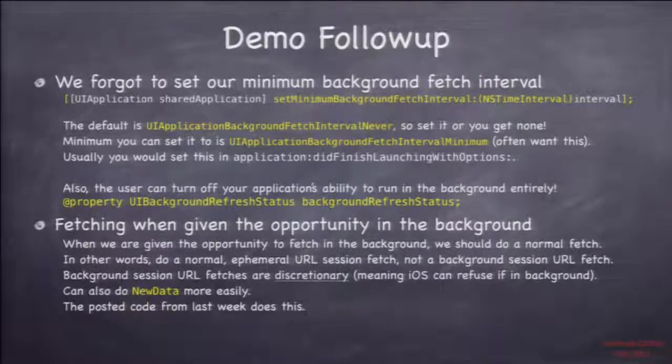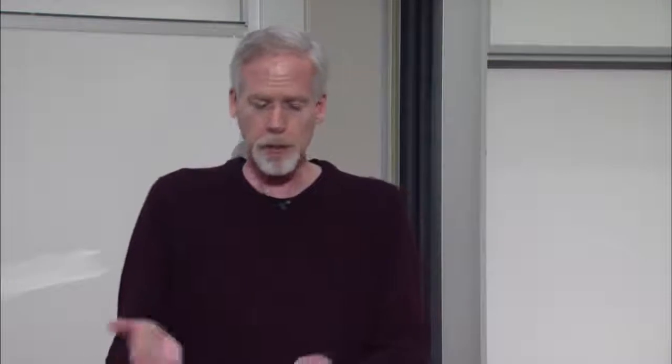So the code that I posted after lecture last time is doing the right thing. It's doing an actual fetch. You can take a look at the background fetch message that gets sent by iOS, and you'll see that I'm doing an actual ephemeral fetch. I'm not calling start flicker fetch. I just want to make it clear why that code was different there.